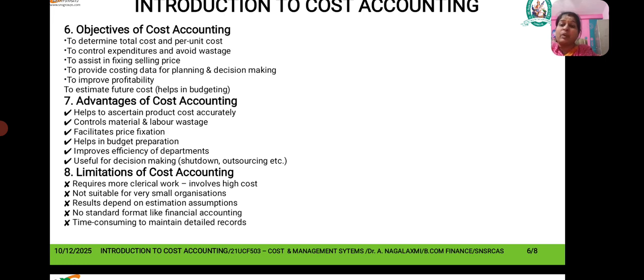Everything comes under advantages. Likewise, each and everything has advantages. Like that, there will be some limitations. So cost accounting also has limitations: it requires more clerical work, it involves high cost, it is not suitable for very small organizations, results depend upon estimation and assumptions, there is no standard format like in financial accounting, and it is time consuming to maintain detailed records.